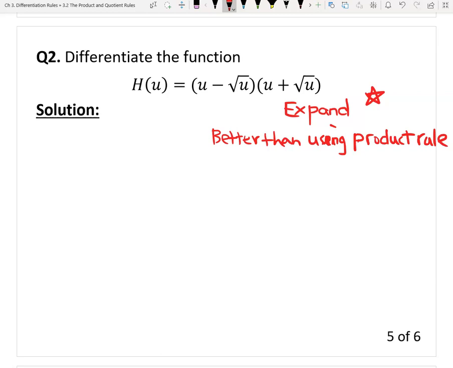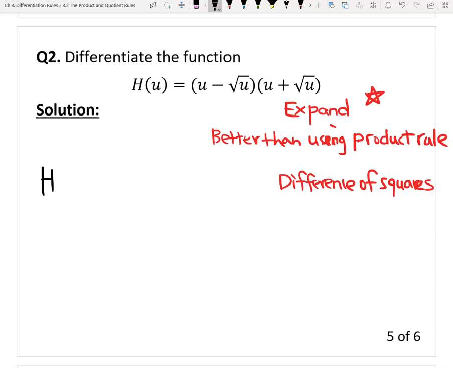Can you see the difference? The first is the difference. The second is the sum. Difference times sum. We call it the difference of squares. If you remember, that's the difference of squares. I can directly use the difference of squares. If you remember this formula, we use it a lot of times. We use this directly, and we can find it. So let me show you.